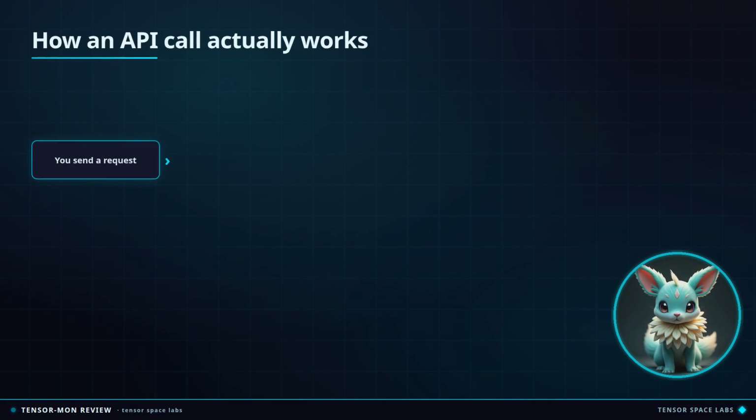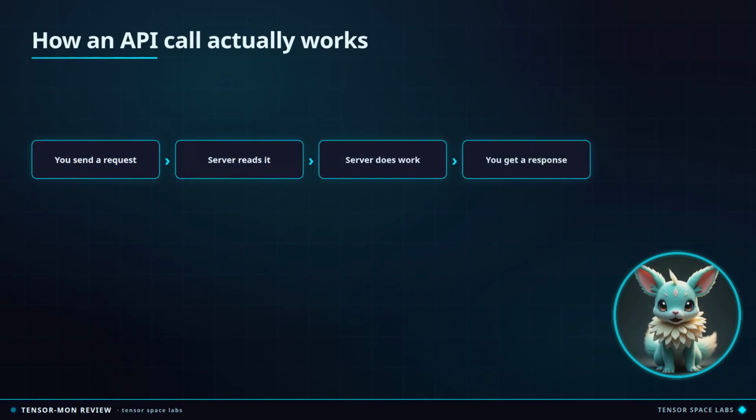Here is the full loop. You send a request to a URL with some instructions. A server out there reads your request. It does some work, maybe running an AI model. Then it sends back a response. That is the whole pattern. Every API on Earth does this.